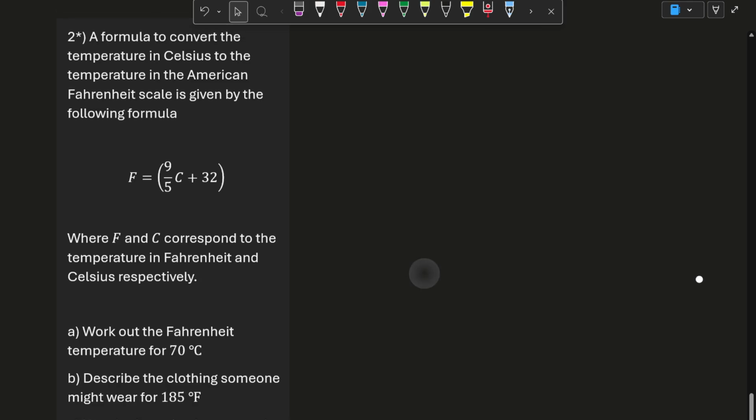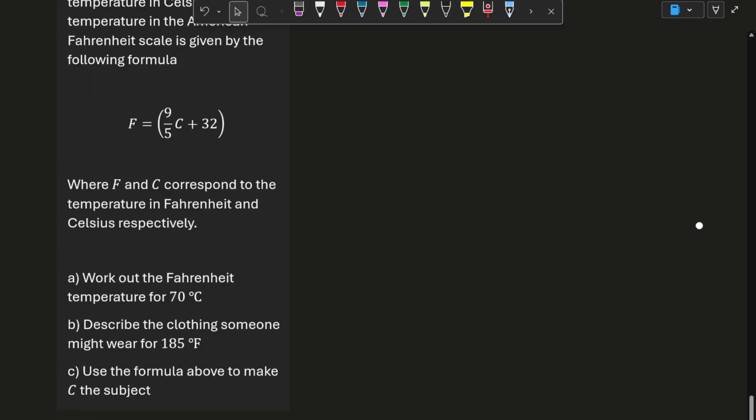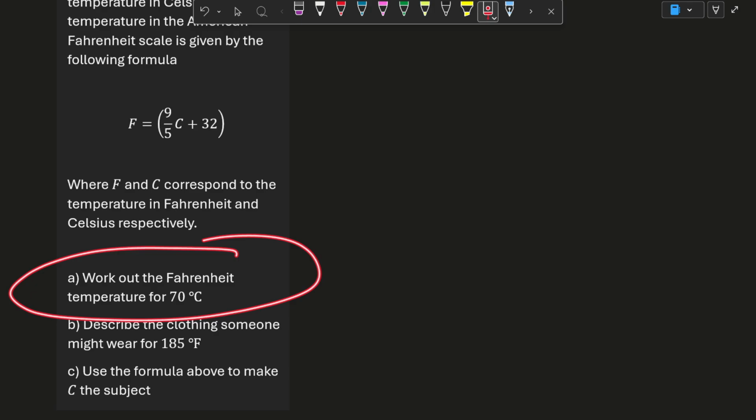A formula to convert the temperature in Celsius to the temperature in American Fahrenheit is given by the following formula. F is 9/5 C plus 32, where F and C correspond to the temperature in Fahrenheit and Celsius respectively. So, firstly, work out the Fahrenheit temperature for 70 degrees Celsius.